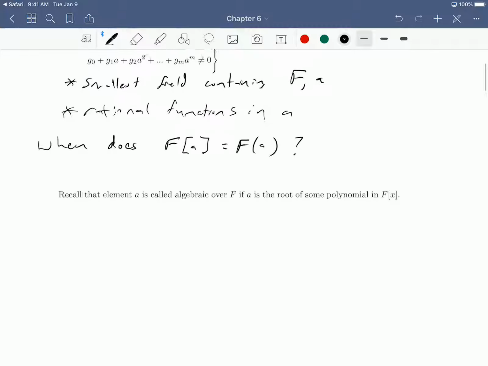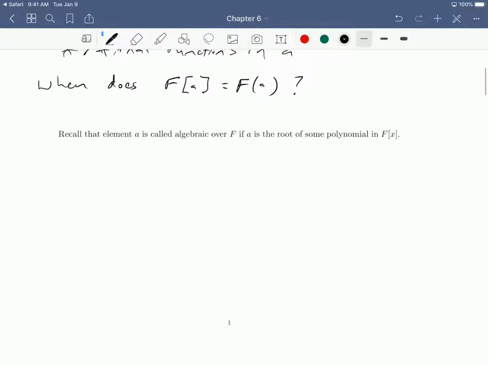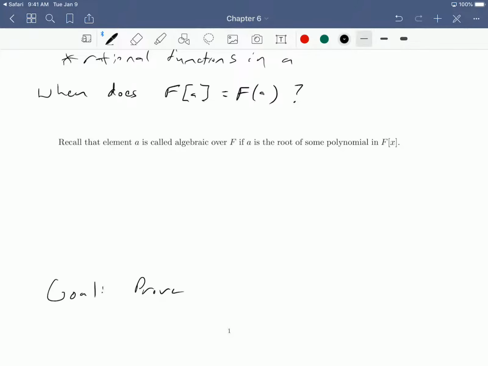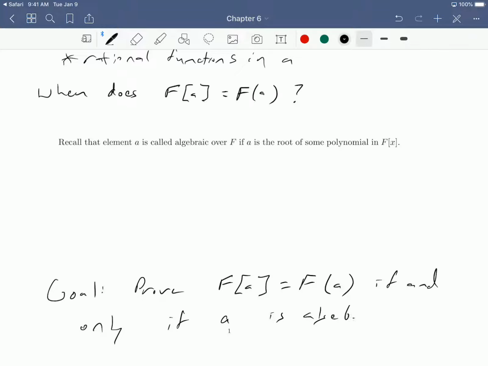All right, so it turns out what's going to be important is that concept of algebraic. So it's the concept of A being algebraic over F. So our goal here is going to be to prove that F adjoin A as a ring is actually already a field if and only if A is algebraic over F.